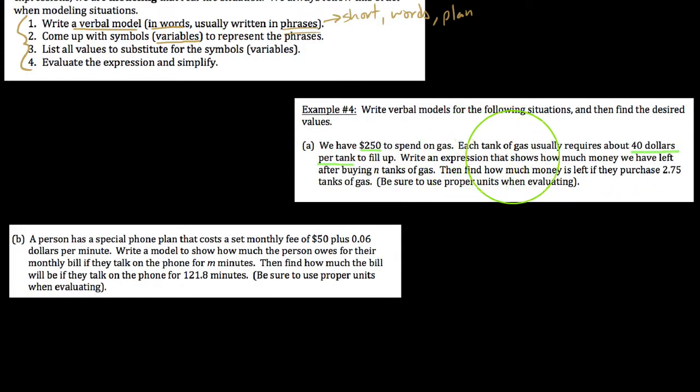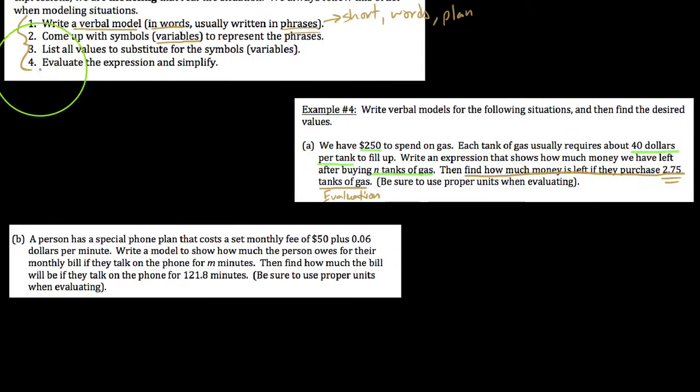It says write an expression that shows how much money we have left after buying N tanks of gas. So you see we've already got a variable that we've been asked to use here. It says then find how much money is left if they purchase 2.75 tanks of gas. I want to put this in a different color here. When this says find how much money is left if they purchase 2.75 tanks of gas, this is an evaluation situation. The reason is that after you've got your model, they want you to evaluate given this particular value for this variable. And we're going to use units when we do this.